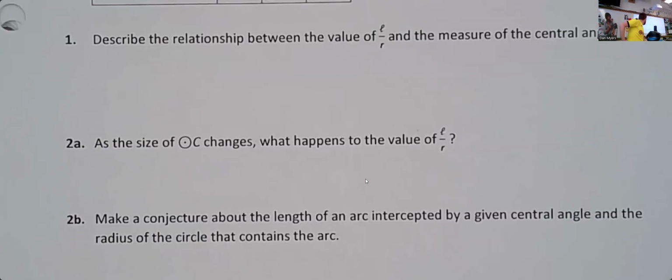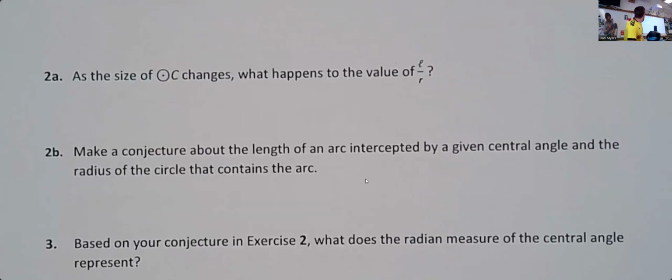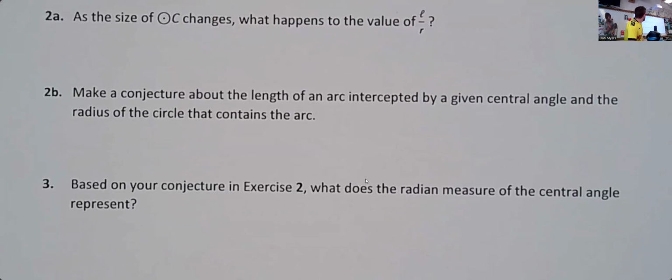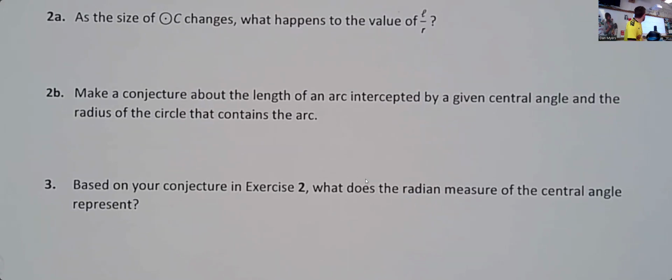Question 2A, as the size of the circle changes, what happens to the ratio of L and R? Yeah, stays the same, exactly. That ratio doesn't change, it stays exactly the same. Let's see, make a conjecture about the length of the arc intersected by a given central angle and the radius of the circle that contains the arc. So arc length and the radius. Well, it's always going to be the same, right? So that's what we'd have for 2B.